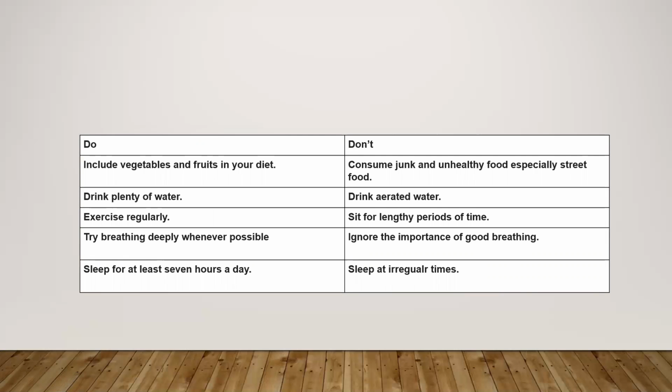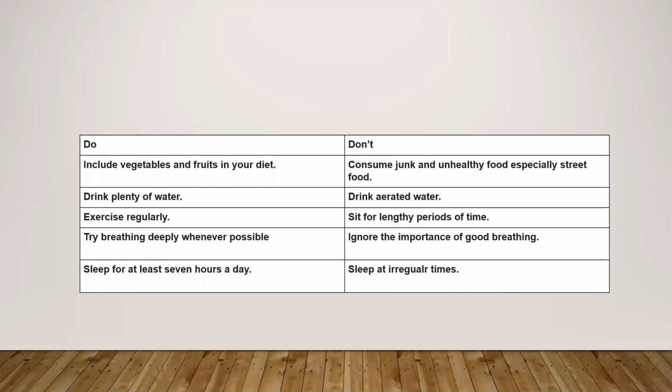So in do के paragraph में they have given you include vegetable and fruits in your diet, drink plenty of water, exercise regularly, try breathing deeply whenever possible, sleep for at least 7 hours a day. Don't में दिया है don't consume junk and unhealthy food, especially street food. Then don't drink aerated water, then don't sit for lengthy period of time, then don't ignore the importance of good breathing, then don't sleep at irregular time.